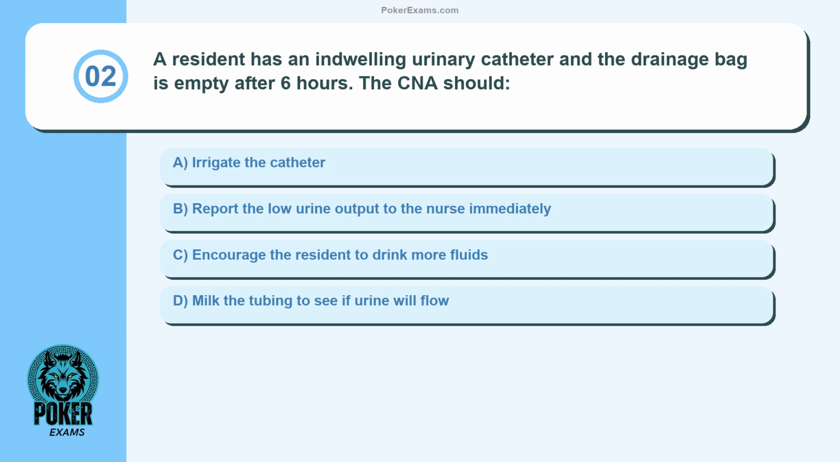Question 2. A resident has an indwelling urinary catheter and the drainage bag is empty after 6 hours. The CNA should irrigate the catheter. Report the low urine output to the nurse immediately. Encourage the resident to drink more fluids. Milk the tubing to see if urine will flow.